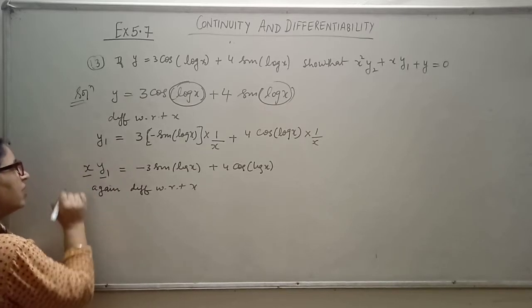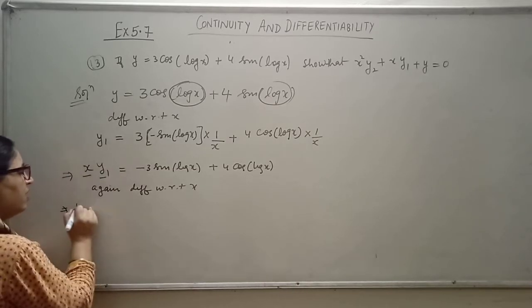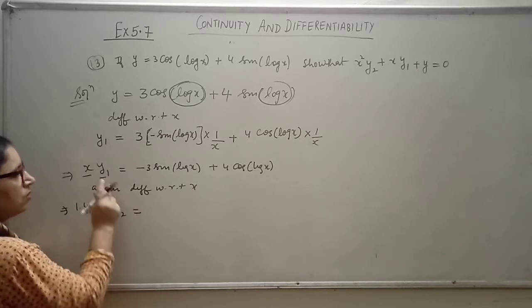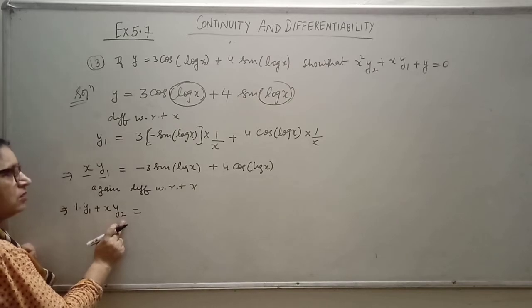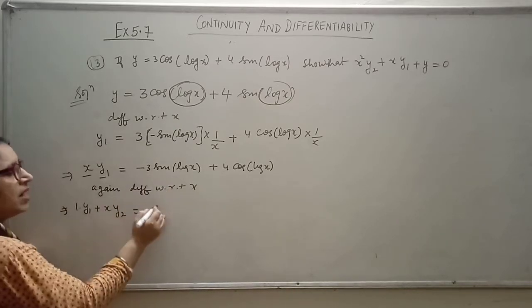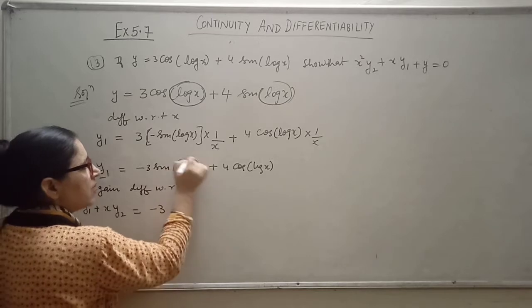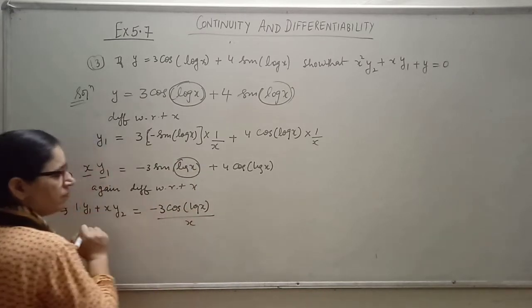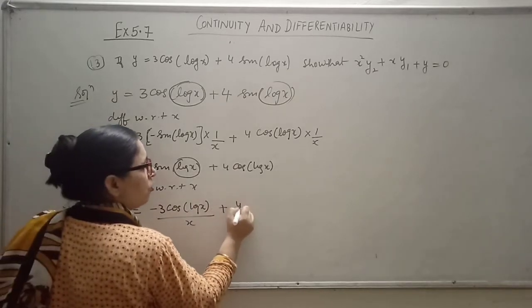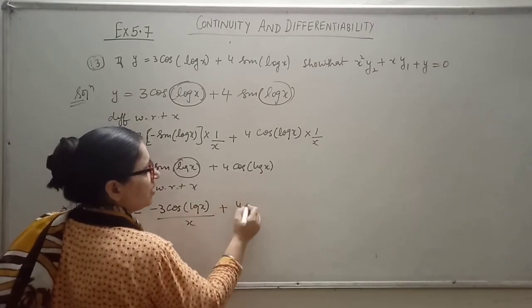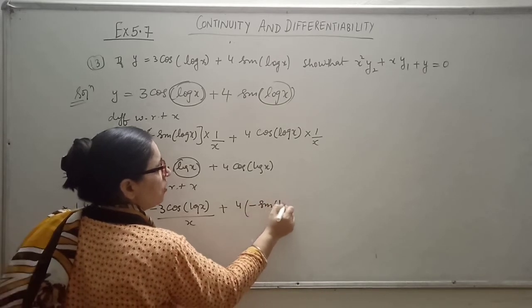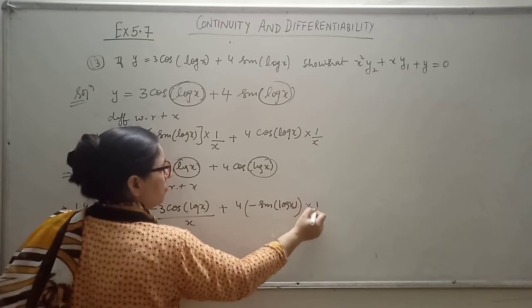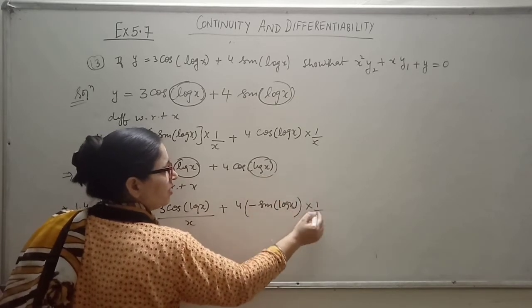x का डिफरेंशिएशन 1 एंड y1 as it is plus x as it is, y1 का डेरिवेटिव y2 is equal to second order derivative of this y is y2. Now माइनस 3 साइन का डेरिवेटिव, इसको x मान लीजिए, cos ऑफ log x का डेरिवेटिव दिस, प्लस 4 cos ऑफ log x का डेरिवेटिव माइनस साइन ऑफ log x, इसको x माना ना, माइनस साइन ऑफ log x इंटू 1 अपॉन x, log x का डेरिवेटिव इंटू 1 अपॉन x.